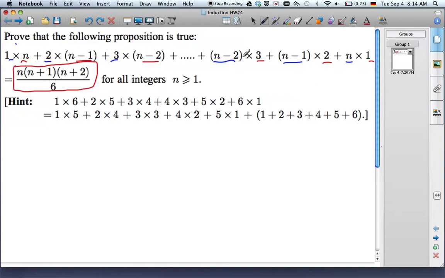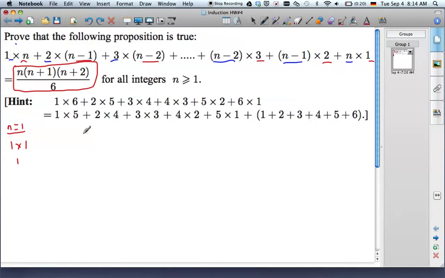So whenever we're given something of this form, it's hinting to us, for all integers n greater than or equal to 1, that a nice technique is to use induction. So let's start with n equals 1. That just gives us 1 times 1, which is 1. That's as far as we'll go.